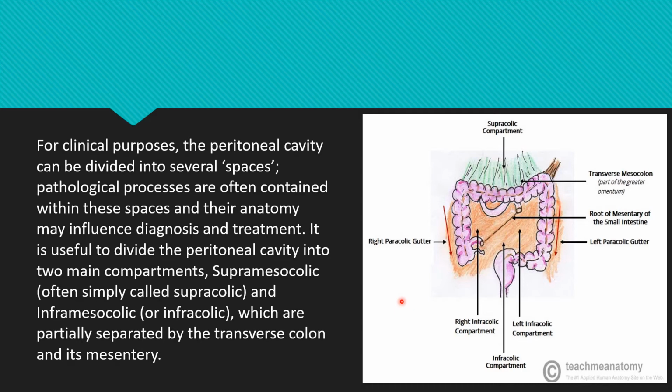So for clinical purposes, we divide this peritoneal cavity into two parts. The part of the peritoneal cavity that lies above the transverse colon and transverse mesocolon is known as the supracolic. Supra means above, and colic is derived from the large intestine, that is the transverse colon. So above the transverse colon and the transverse mesocolon is the supracolic compartment, and below the transverse colon and the transverse mesocolon is the infracolic compartment. Both compartments have peritoneal spaces, which are the potential sites where inflammatory fluid can accumulate, or any pathological process can be contained within those spaces.